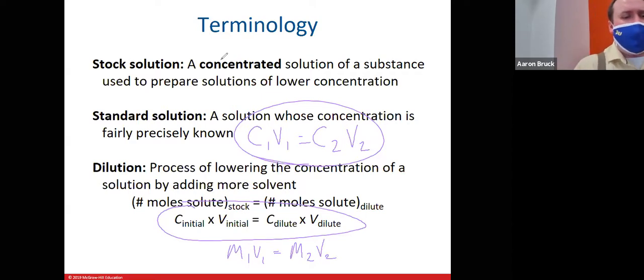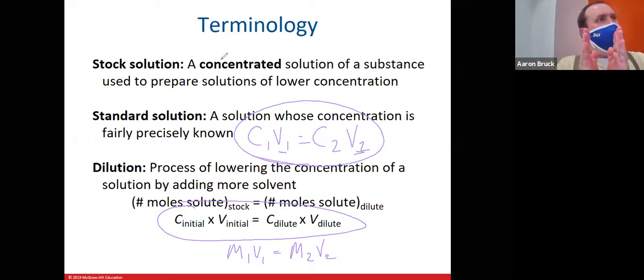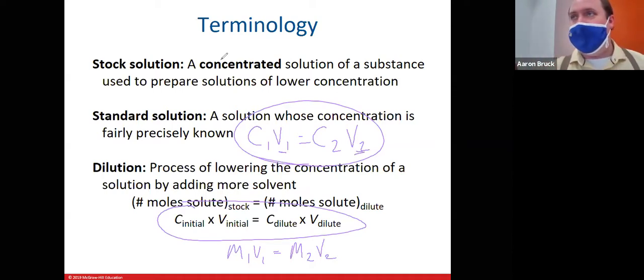What's also important is that my V1 and my V2, those volumes, can be any unit as well, so long as they are the same unit. So if I'm measuring small amounts, milliliters, microliters, nanoliters, or if I'm measuring large amounts, liters, gallons, whatever the case may be, so long as the two are the same, they can be used by this equation.